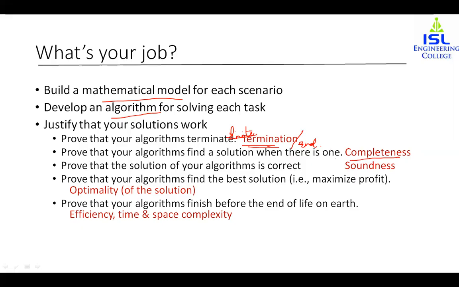Now suppose we get a solution, we have to check whether the solution is correct. That is known as soundness. Now if our solution is correct, there may be two or three solutions, or more than one solution for the algorithm. The next thing to be considered is optimality of the solution. Optimality means we have to find the best solution. The next thing is we have to check that the algorithm ends in some amount of time and takes some space that is required.